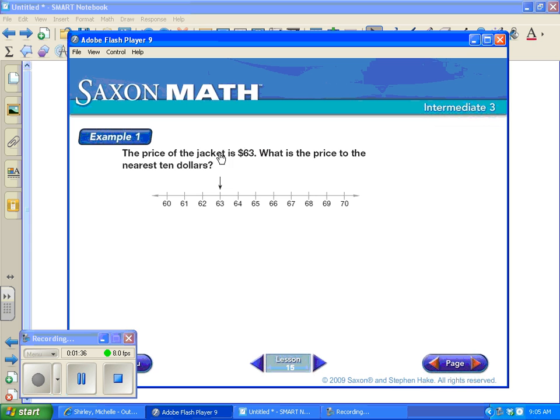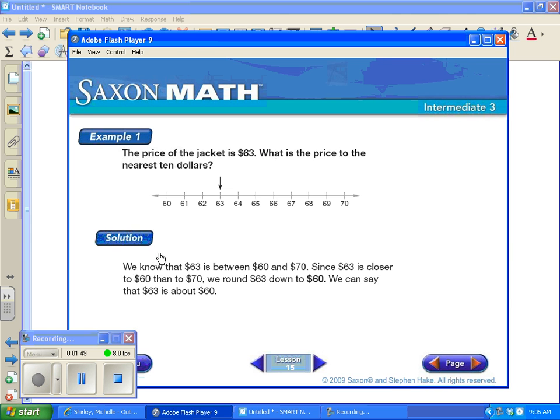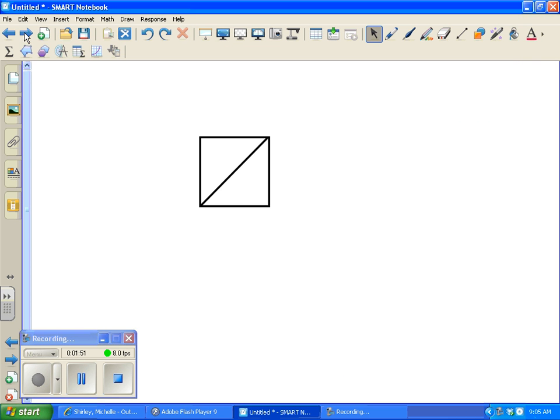The price of the jacket is $63. What is the price to the nearest $10? So it's between 60 and 70, but it's closer to what? 60. Closer to 60. Now I'm going to show you my little trick for rounding.